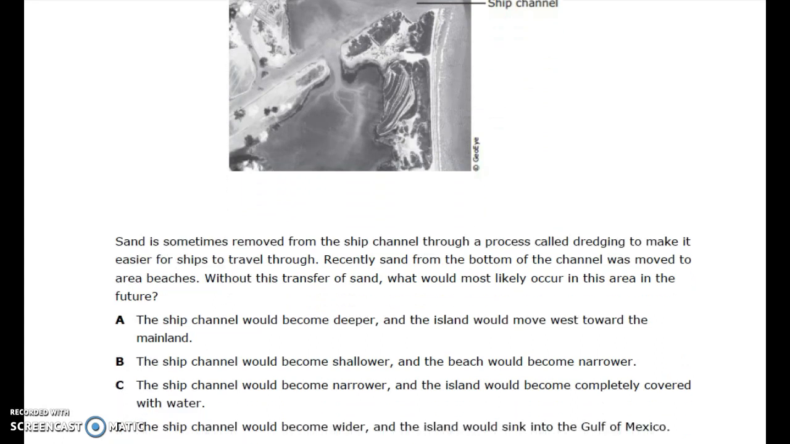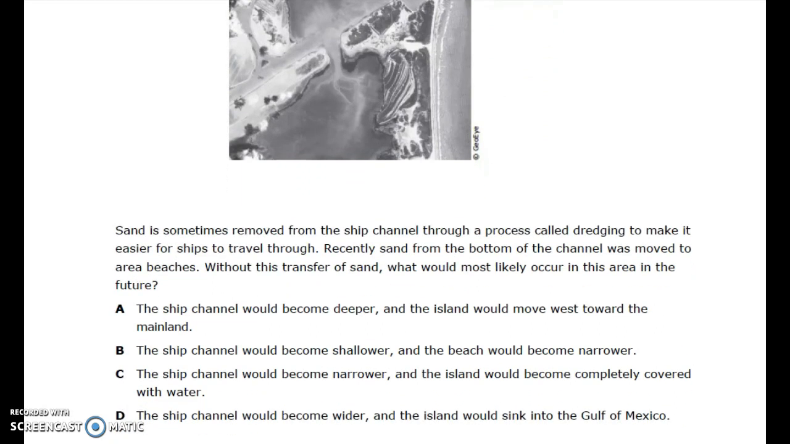Sand is sometimes removed from the ship channel through a process called dredging to make it easier for ships to travel through. Recently, sand from the bottom of the channel was moved to area beaches. Without this transfer of sand, what would most likely occur in this area in the future? A. The ship channel would become deeper and the island would move west towards the mainland. B. The ship channel would become shallower and the beach would become narrower. C. The ship channel would become narrower and the island would become completely covered with water. Or D. The ship channel would become wider and the island would sink into the Gulf of Mexico.